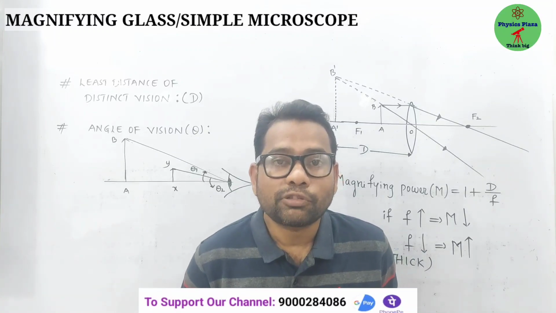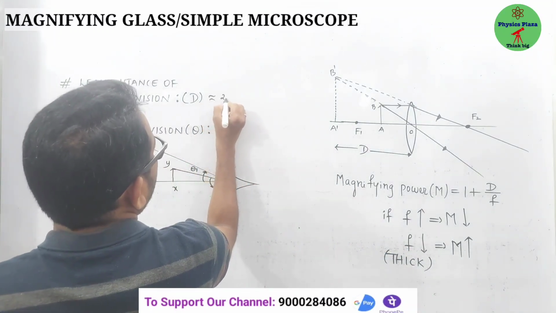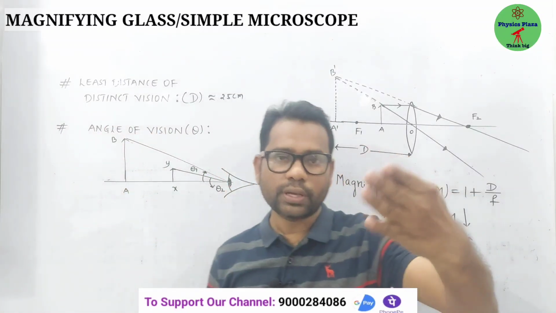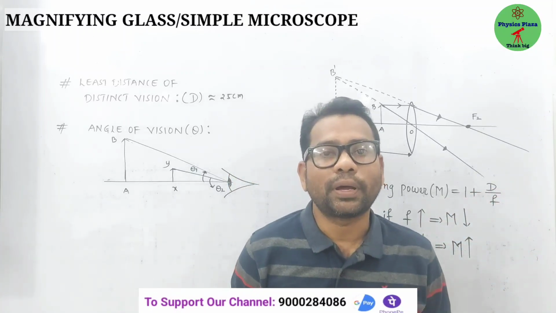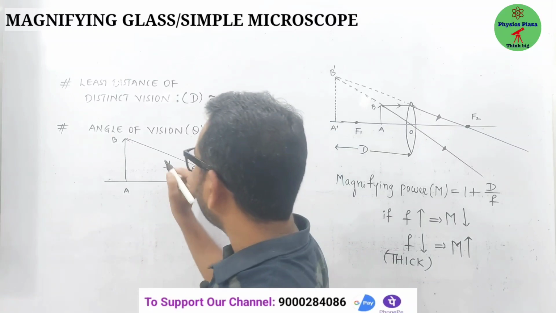Of course, it varies from person to person. For a healthy eye, it will be around 25 centimeters. Okay? It is the distance from where you can see the object in a comfortable manner and clearly. Okay, fine. And one more thing we need to understand is the angle of vision.